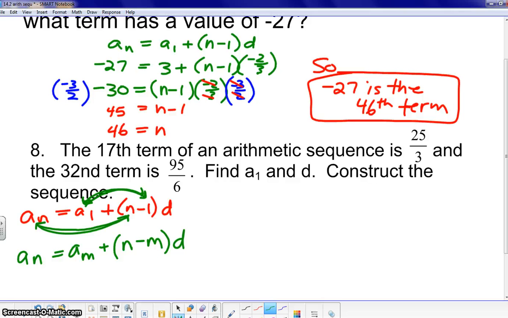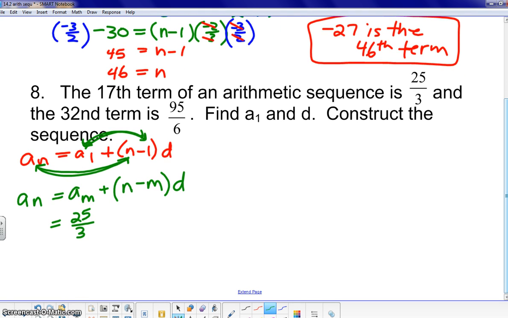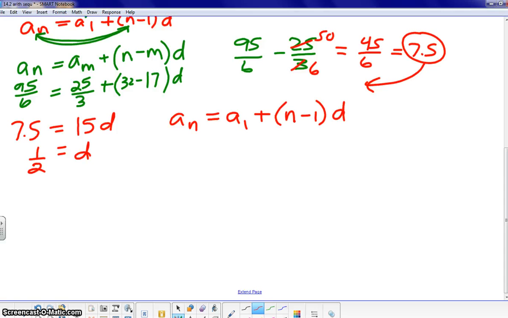Okay, so let's plug in some numbers. We know that the 17th term of the sequence is 25 thirds. So I'm going to go ahead and put in that a sub m is 25 over 3. Let me get some room here. And also that it is the 17th term, so 17 is going to go right there. I also am given that 95/6 is the 32nd term. Now the only thing left is d, and I want you to push pause and go ahead and solve that. All right, hopefully you got 1/2 as your value of d.